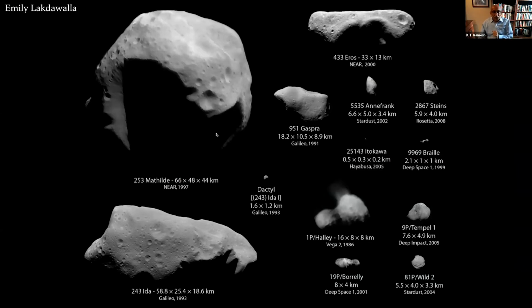This is Mathilde, 66 kilometers across. You see this big crater on it? Here's Ida, 60 kilometers across. You see these craters? Eros, 33 kilometers long. There's a big crater. Gaspra, Anne Frank, Steins, pretty small. Itokawa, this really little thing, is only 500 meters. 500 meters is really small. It's the size of a big city block. That's all you've got. And we visited that asteroid as well.